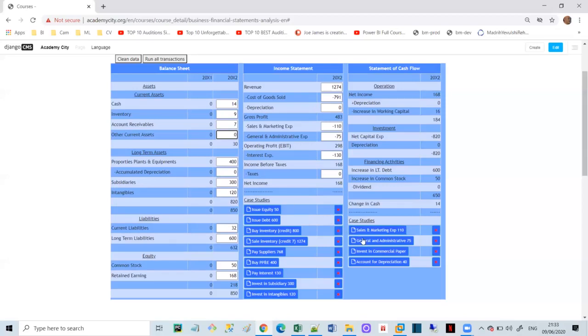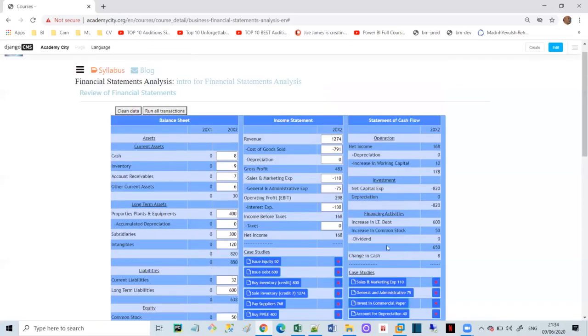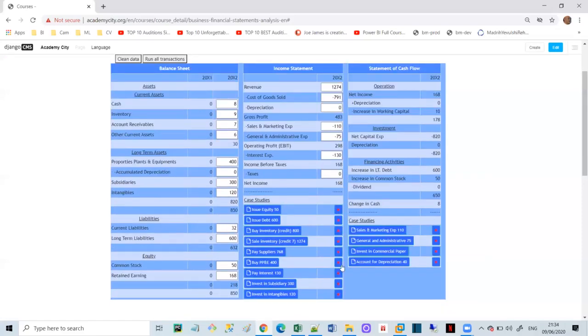Why doesn't it say how much you're investing in the commercial paper? Didn't you write here? I need to write the amount. Oh, okay. Yeah, I should write 6 here, as I did in all the other places. This should say 6 here. That means I invested 6.